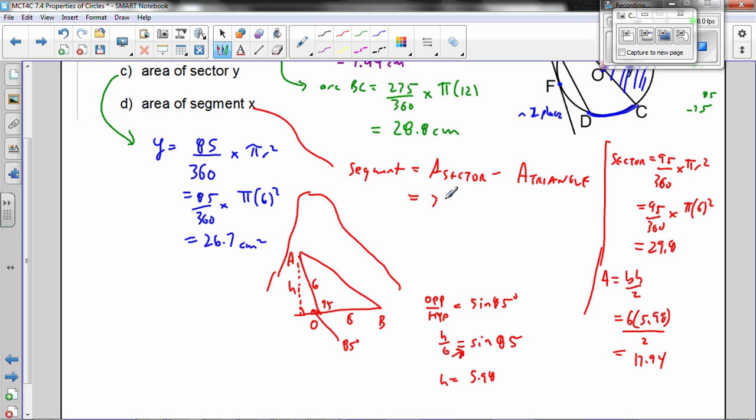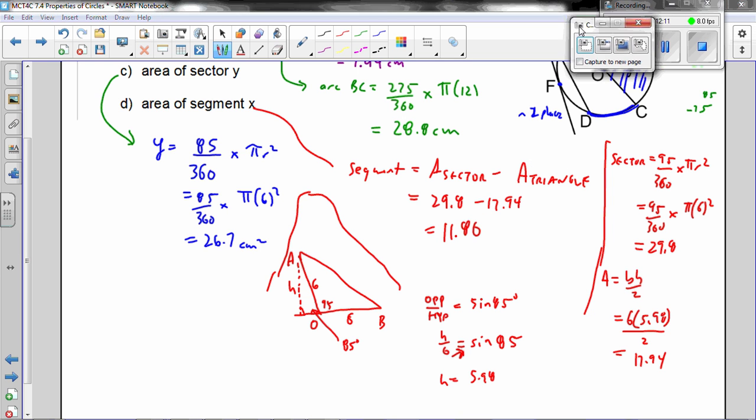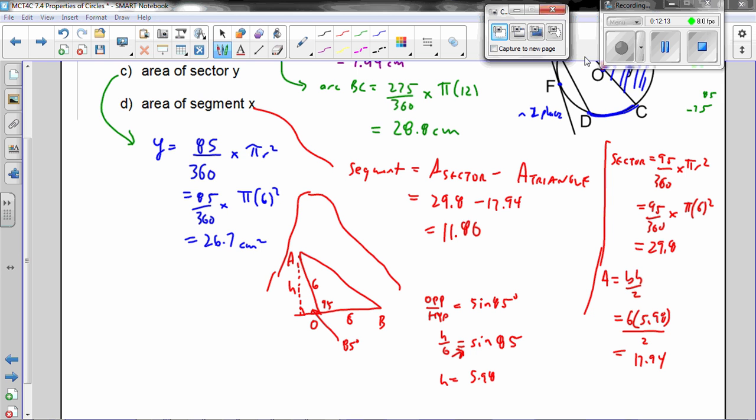What's funny about this, folks, is our book, the little blue books, have a formula for the area of a segment, and it's all in here, but I think it's just as easy to calculate it. And then I take the sector subtract the triangle, and I get 11.86.